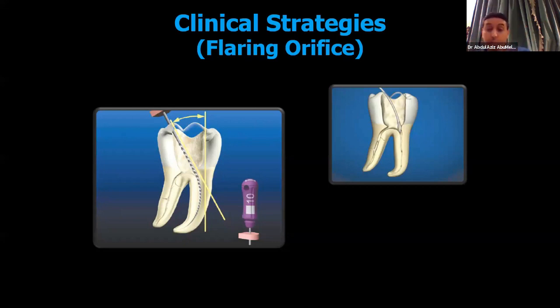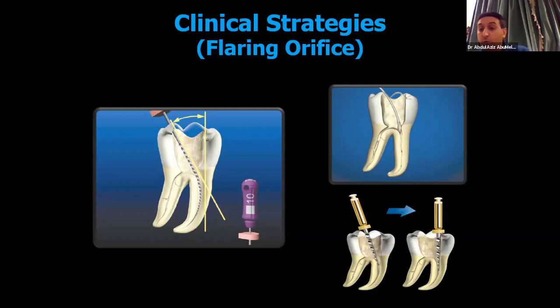We can go with the Gates Glidden, but don't go with a size bigger than three. If you go with the four and five, then you are taking more from the pre-cervical dentin. Or you might go with some pieces from Dentsply Sirona, from the ProTaper Universal, which is the SX, and some other manufacturers' orifice openers.